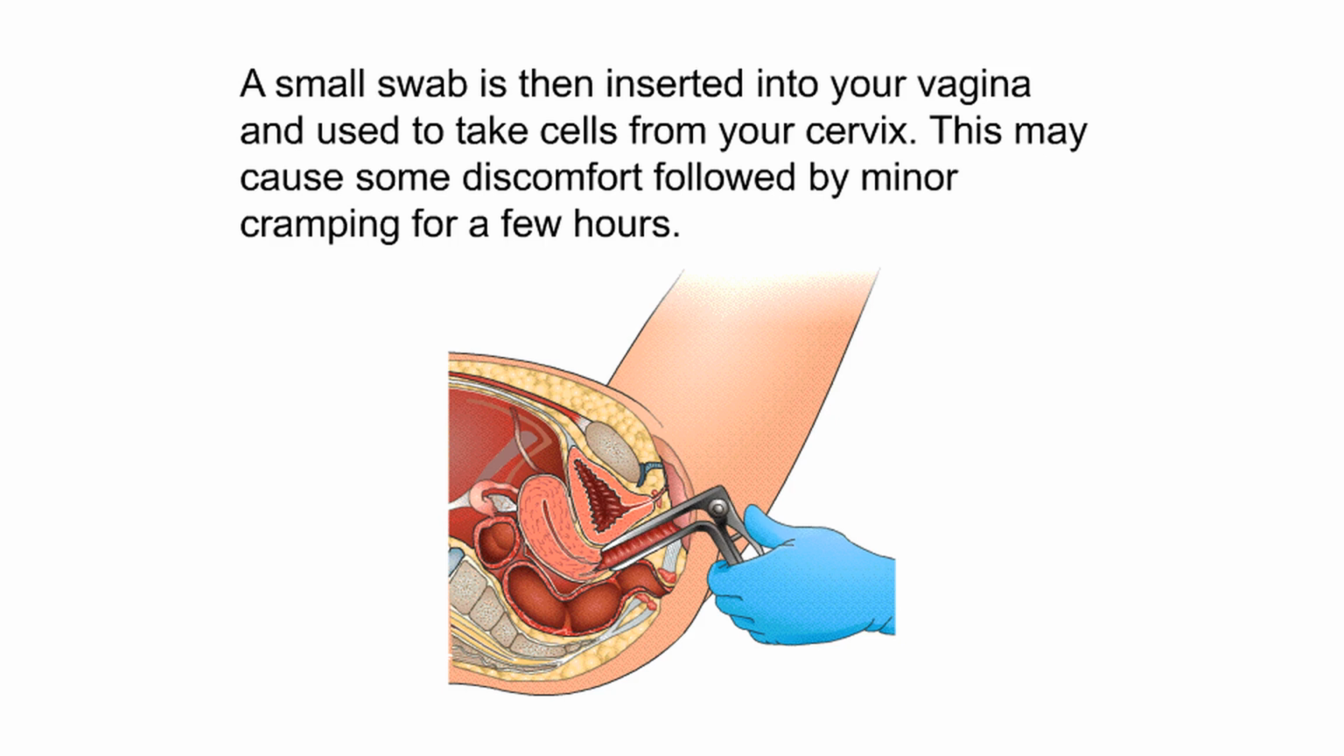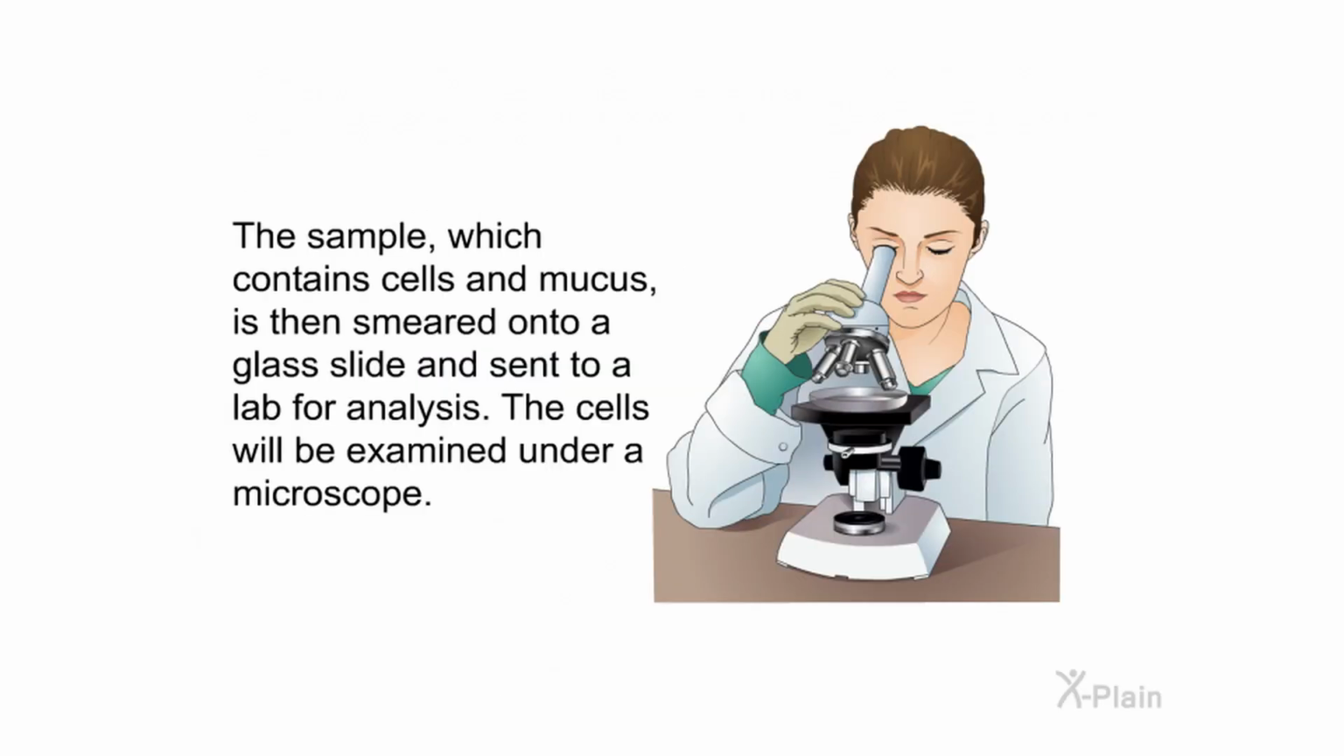A small swab is then inserted into your vagina and used to take cells from your cervix. This may cause some discomfort followed by minor cramping for a few hours. The sample, which contains cells and mucus, is then smeared onto a glass slide and sent to a lab for analysis. The cells will be examined under a microscope.